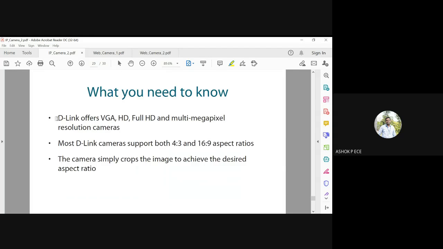This company is going to offer cameras for all the VGA, HD, full HD, and multi-megapixel resolutions. It's going to offer solutions for all the cameras. So most cameras support the 4 is to 3 conventional aspect ratio as well as the HD aspect ratio. The camera simply crops the image to achieve the desired aspect ratio. So whatever size of image is being captured will be converted into the corresponding aspect ratio.